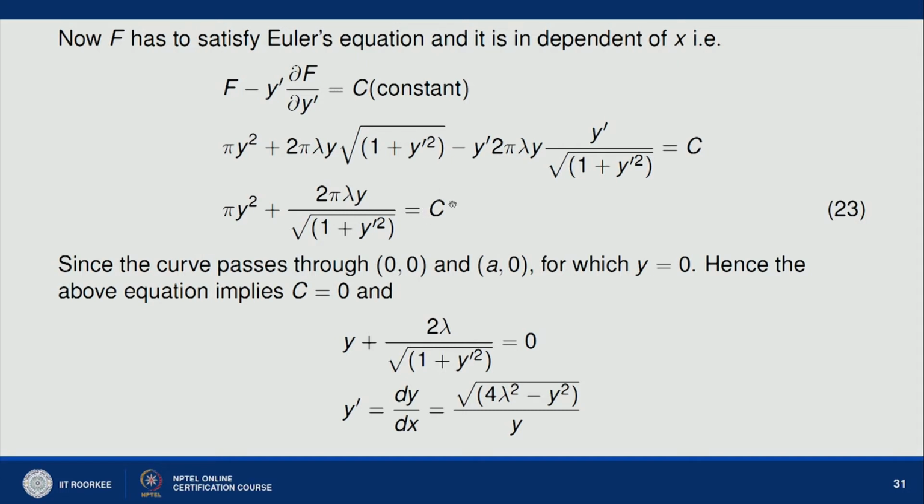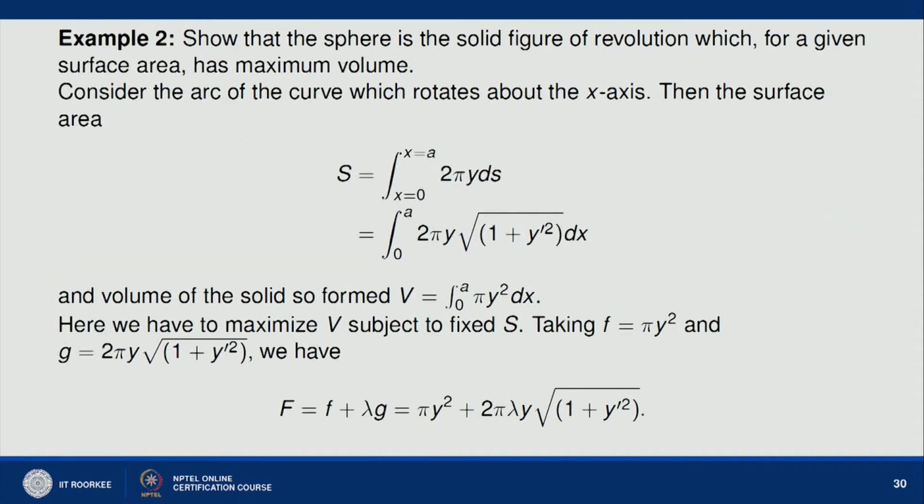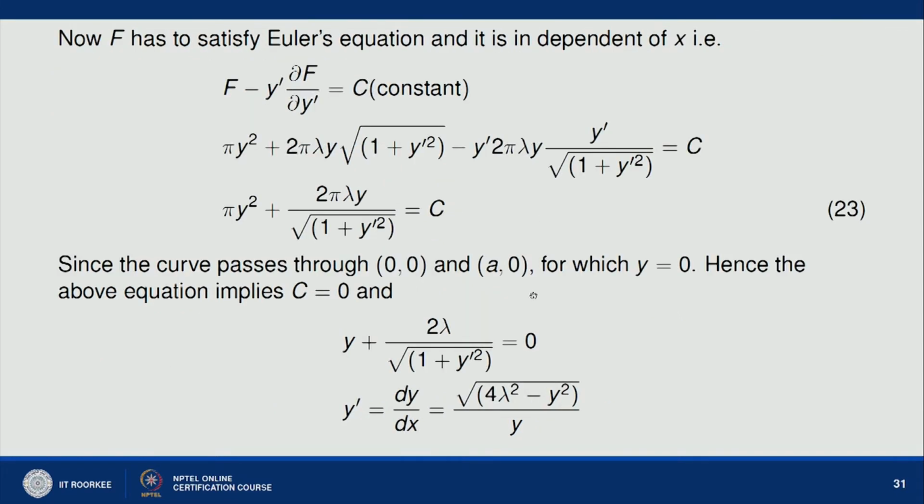Now to find out this constant c, we have to look at the boundary condition. What is the boundary condition here? The boundary condition is that this curve passes through the origin and passes through the point (a, 0). So if we impose this condition, we have y equal to 0 at x equal to 0, and y equal to 0 at x equal to a.